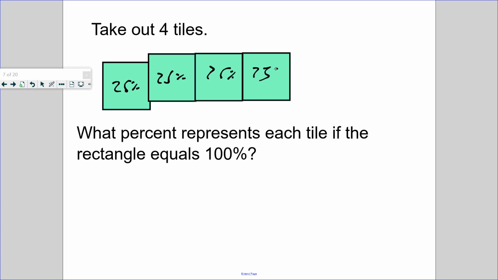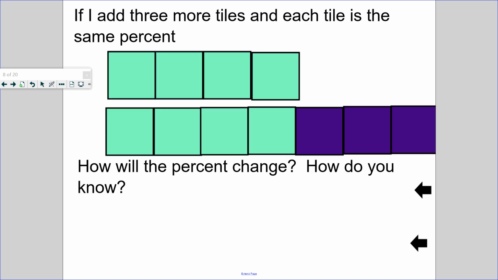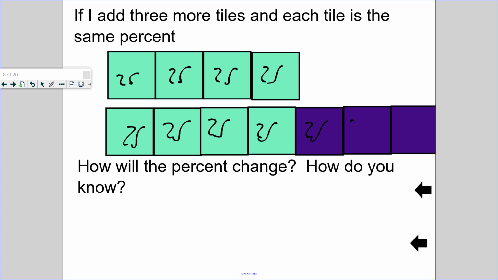So what happens if I add 3 more tiles and each tile is the same percent? How will the percent change? So if each tile represents 25%, how did it change? Did it increase or did it decrease? It increased by what percent? 25, 25, 25. So it increased by 75%. How can I solve that mathematically now?